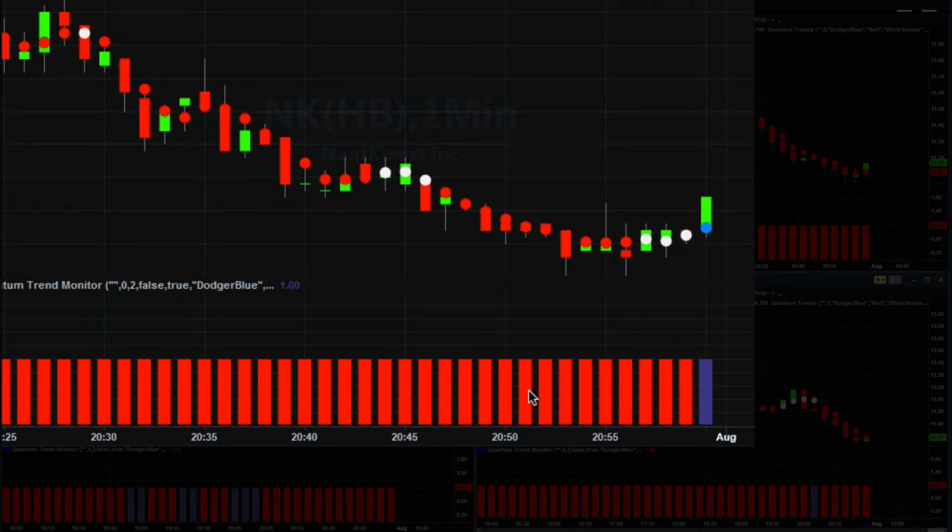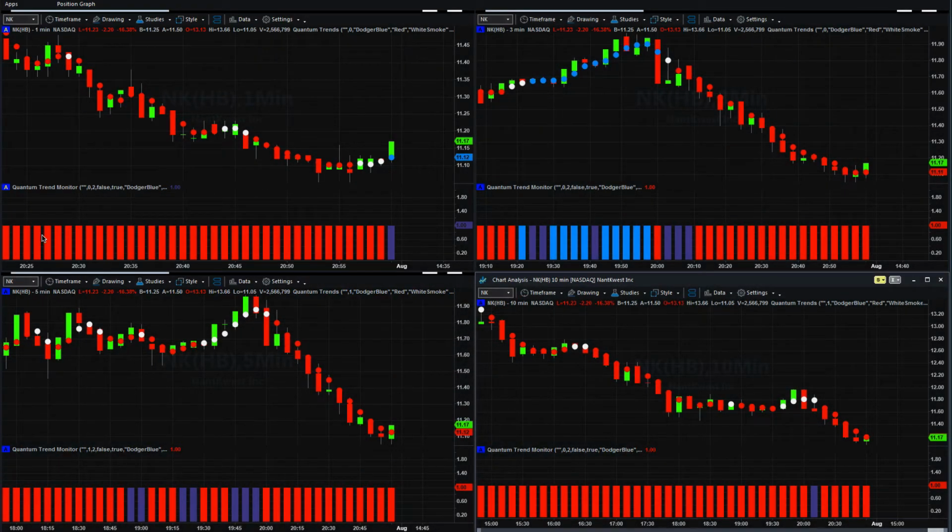The trend monitor has not flickered, purely because it's really just confirming that this is a bearish trend. There's no need to worry about these congestion phases in here or indeed over here. The bearish trend is still intact, if you will.